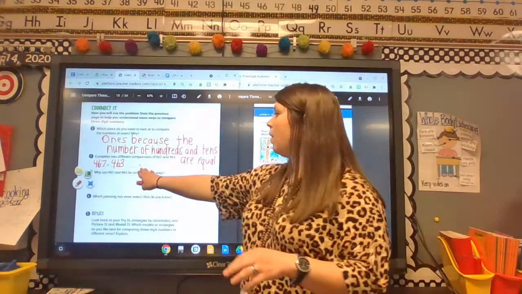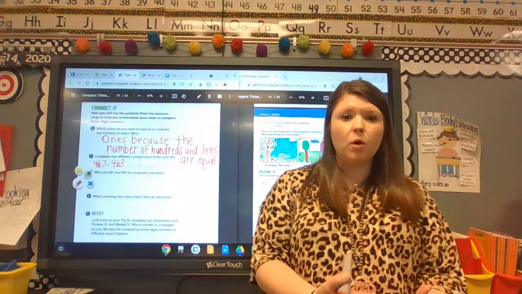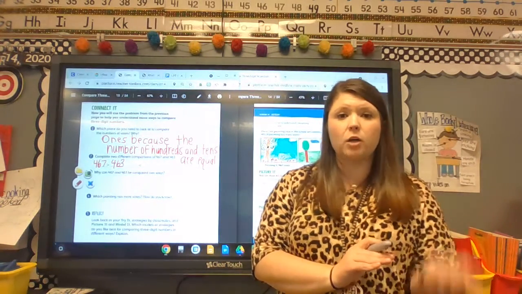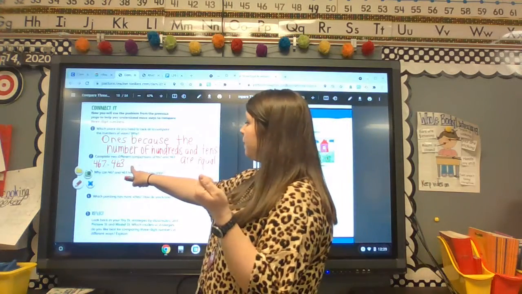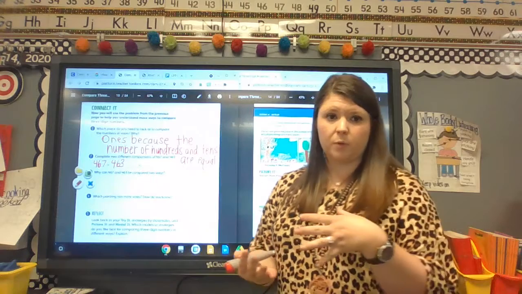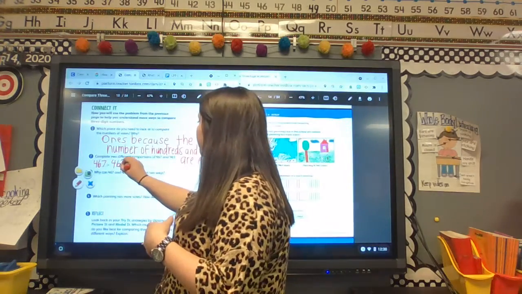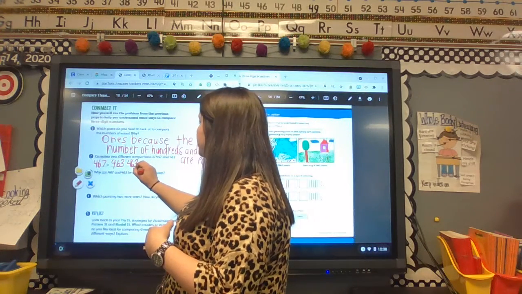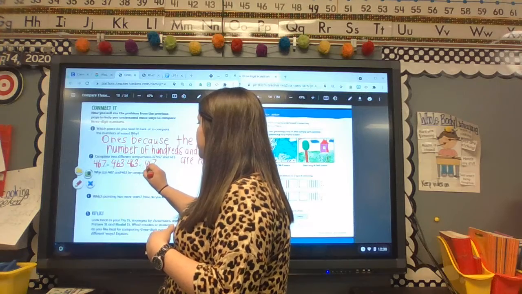All right, the second inequality symbol is the less than symbol because the first number is smaller or less than the second one, okay? So here we would say 463 is less than 467.